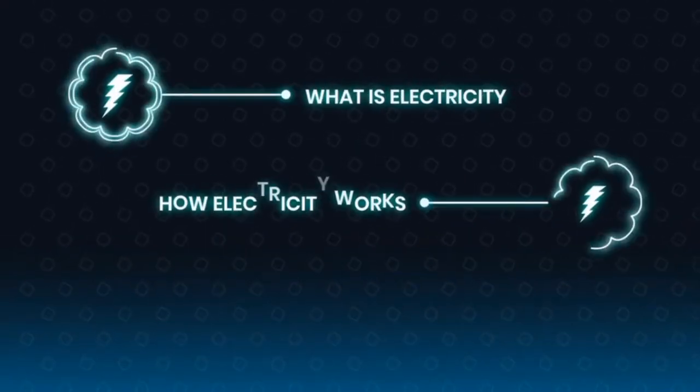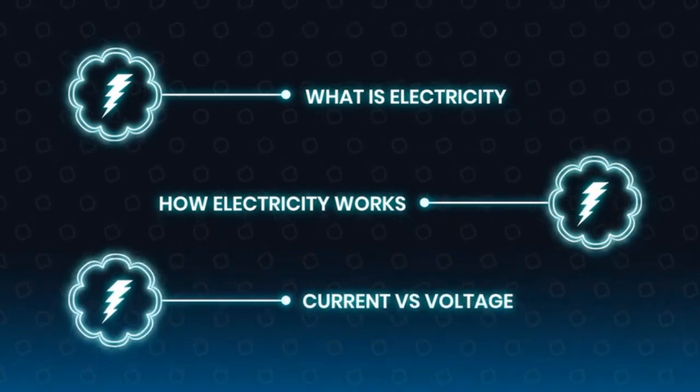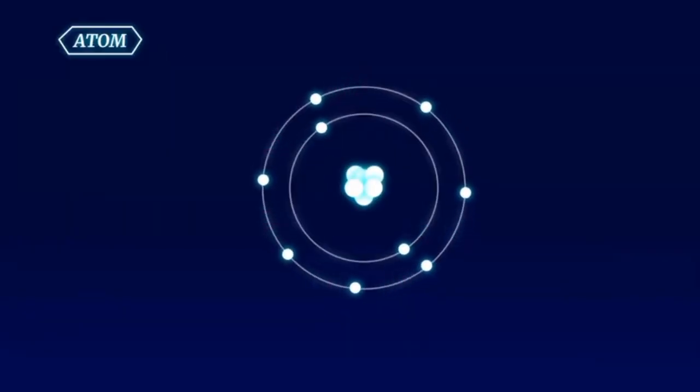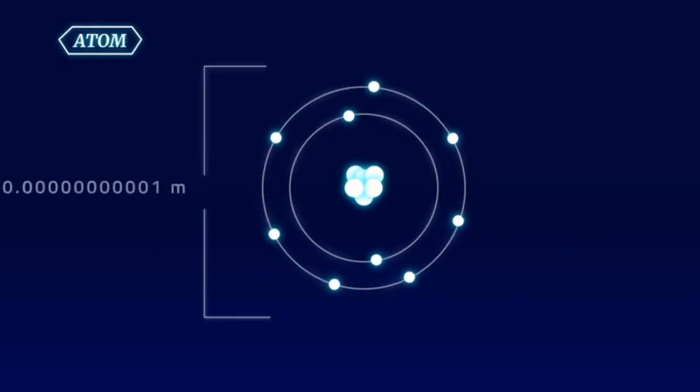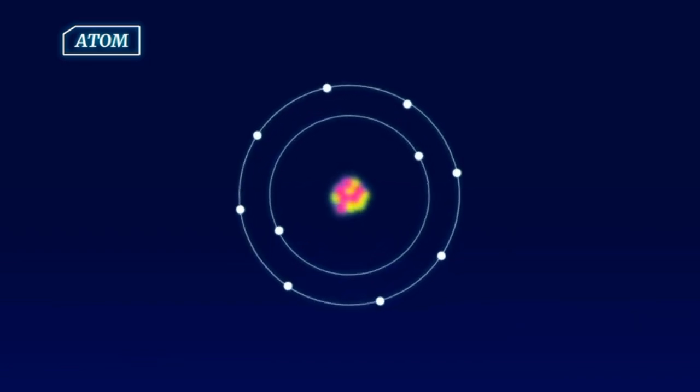What is electricity, how electricity works, and current vs voltage difference. As we always know, everything in the universe is just made up of atoms. Even though an atom is very small, we have to use it to explain the core concept of electricity.